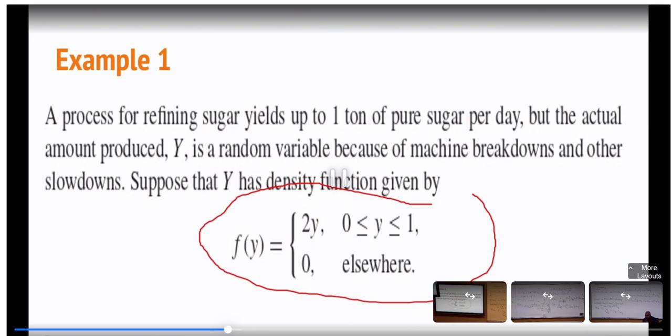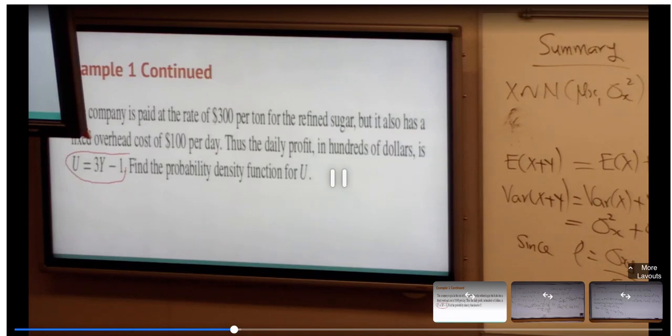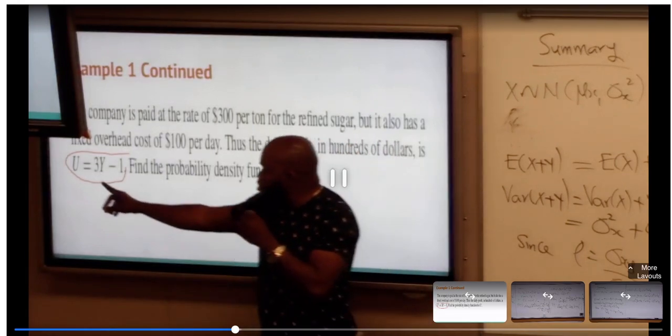Now they want to define a new variable right now. Take a look at the new variable. The company is paid at the rate of $300 per ton for the refined sugar, but it also has a fixed overhead cost of $100 per day. Thus, the daily profit in hundreds of dollars is given as this. Now, let me tell you this: U is the daily profit, and it's a random variable. And you can see U here depends on Y. Y is the old variable, U is the new variable.